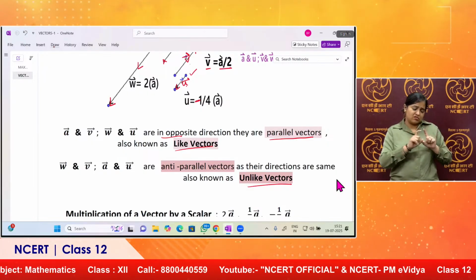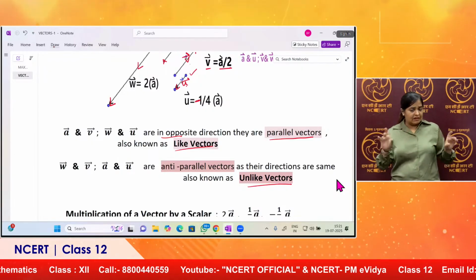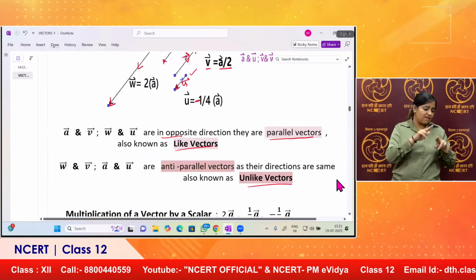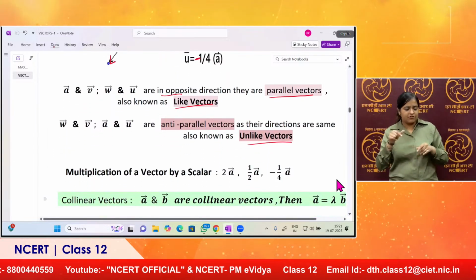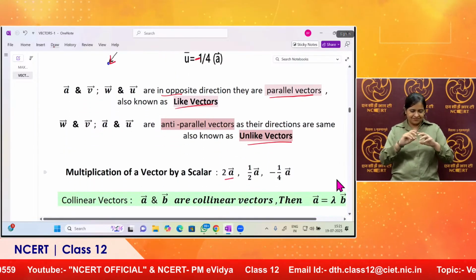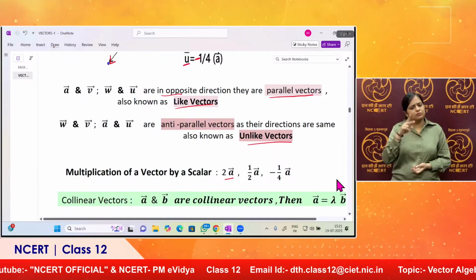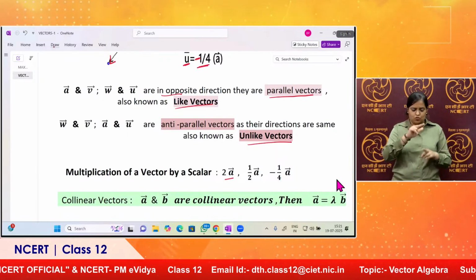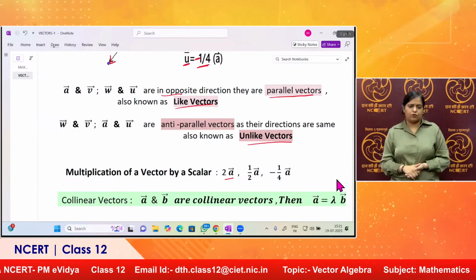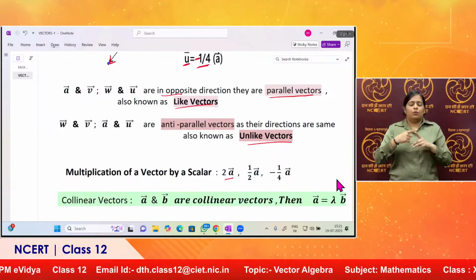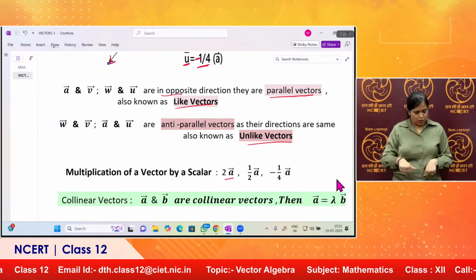तो हमें अपना क्लियर करना है कि like vectors किसको बोलते हैं, unlike vectors कब बोलते हैं, and so on. Now we have multiplication of a vector by a scalar. As you have seen here, आपने यहाँ ही देखा, u vector is multiplied by -1/4. -1/4 means a magnitude, a length, a value दिया है. That is multiplied to a vector. So that is known as a scalar quantity.